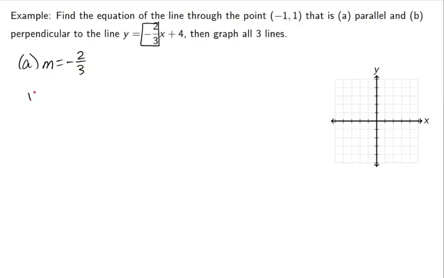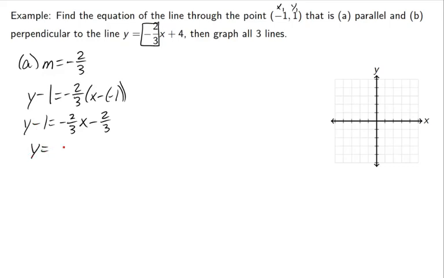Now, I'm just going to use the point-slope form. If I label these x1, y1, it's y minus y1 equals the slope times x minus x1. So I get y minus 1 equals negative 2/3 x. Now this was a plus 1. So distributing the negative 2/3, I get minus 2/3. Adding 1 to both sides, I get y equals negative 2/3 x plus 1/3. That's the answer for A. This line is parallel to the original line.